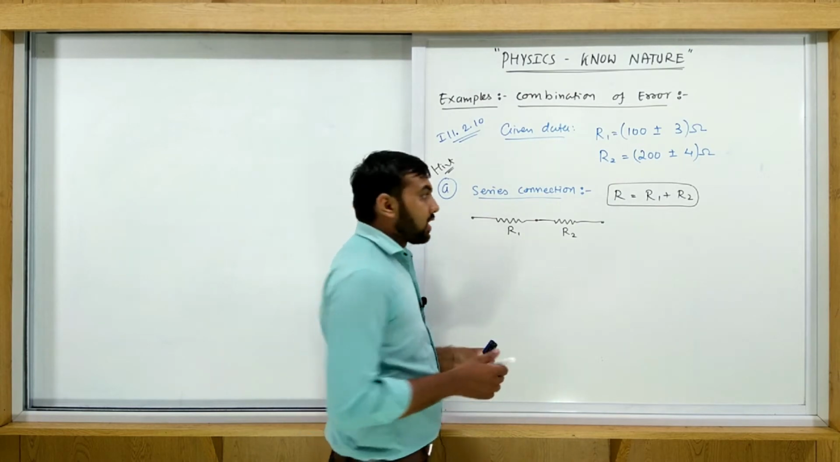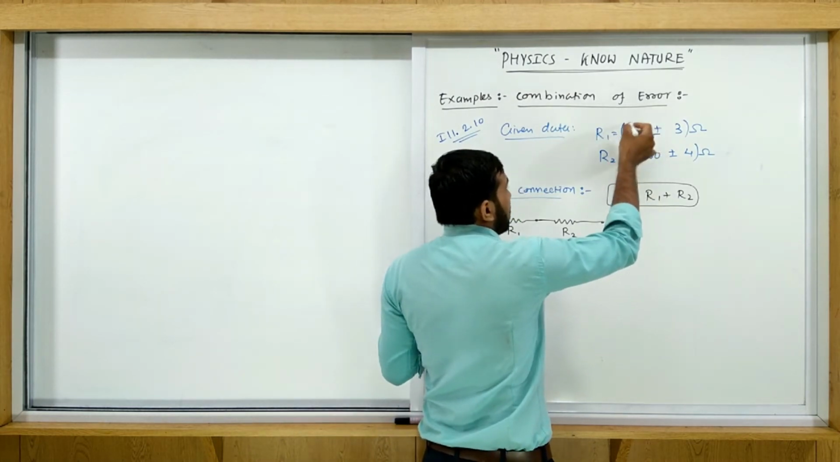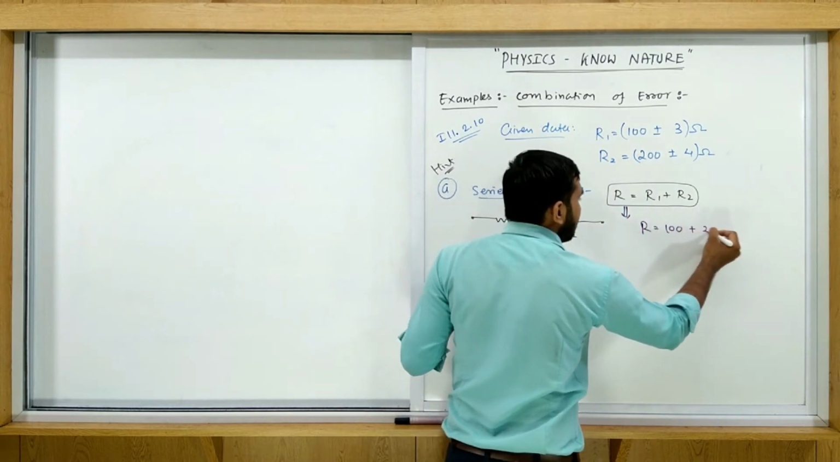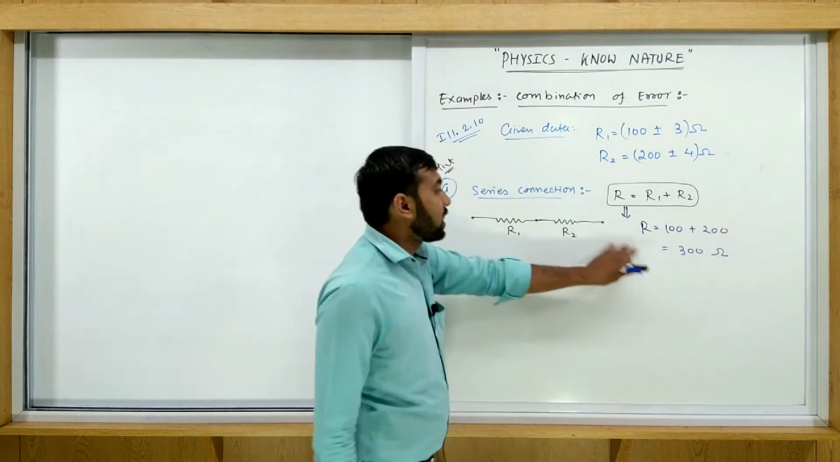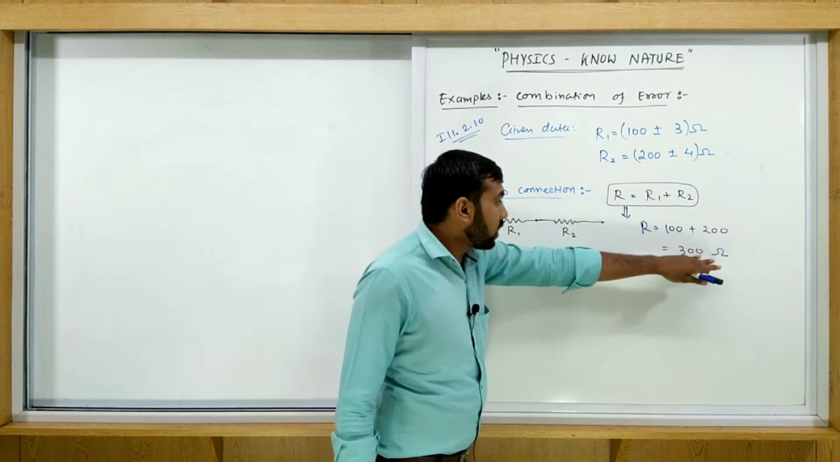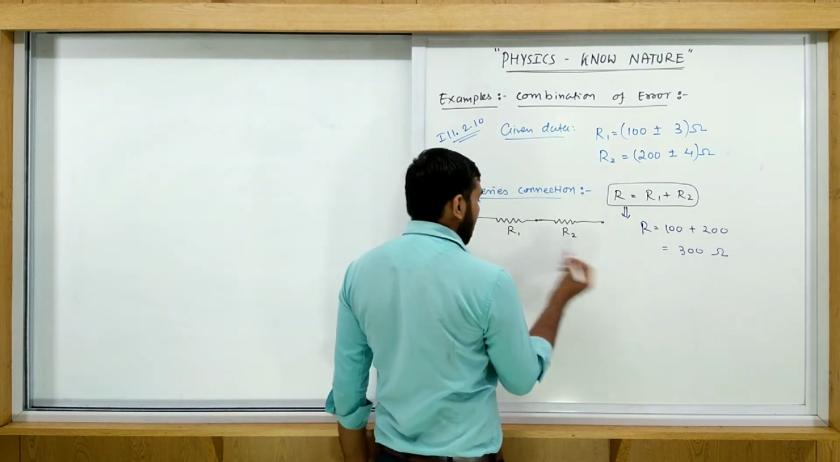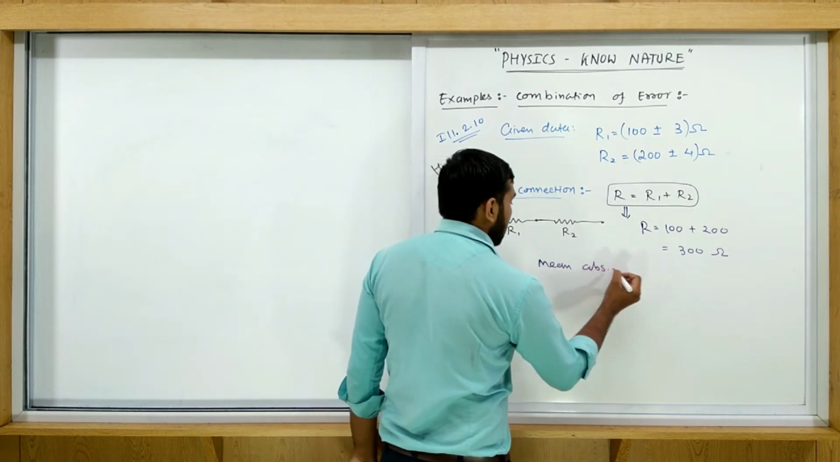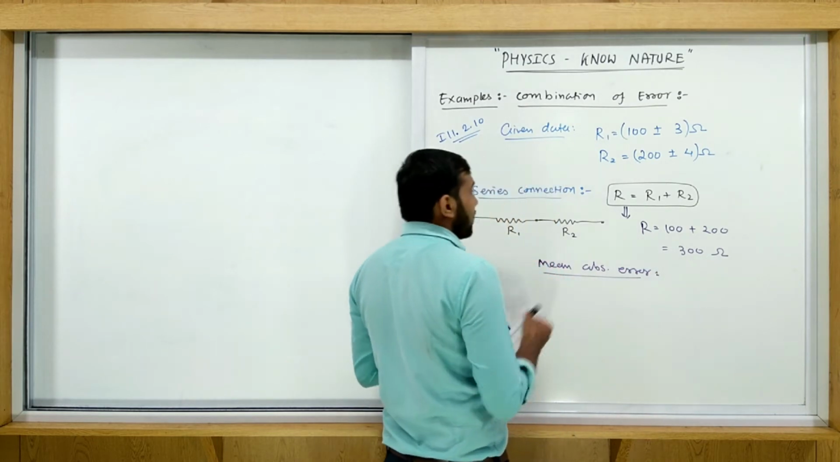What is the relative error here? So R is represented like this: R1 plus R2. So 100 plus 200. R is equal to 100 plus 200. What is the answer? 300 ohm. This is only the mean value. What about the error here? So find the mean absolute error. Find the mean absolute error in this case.